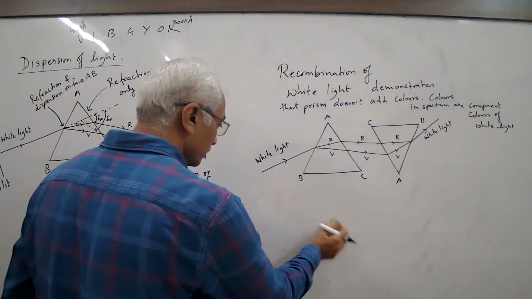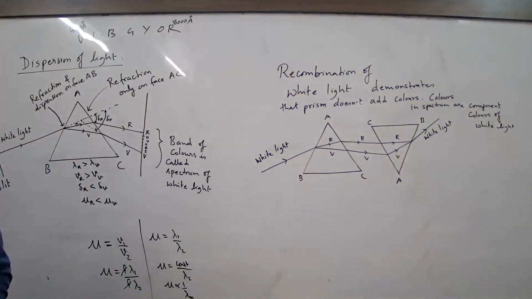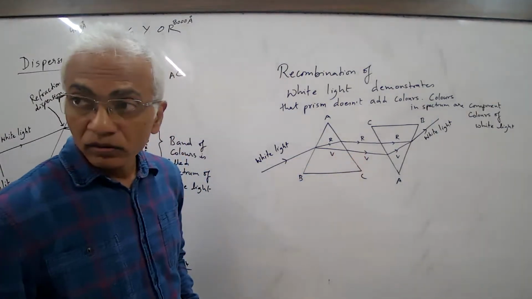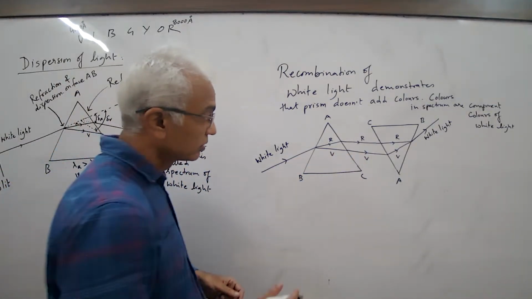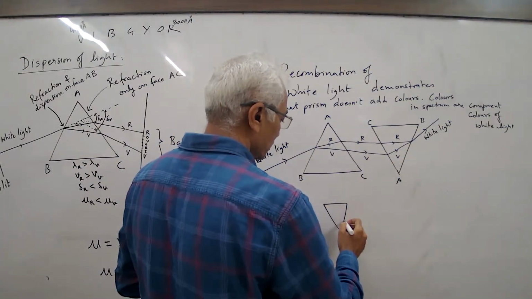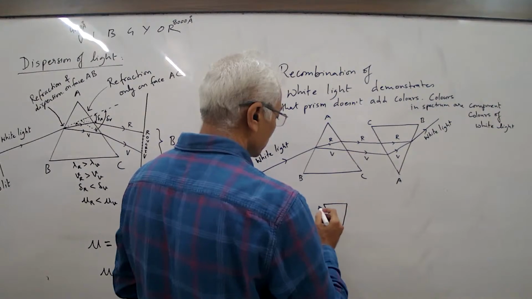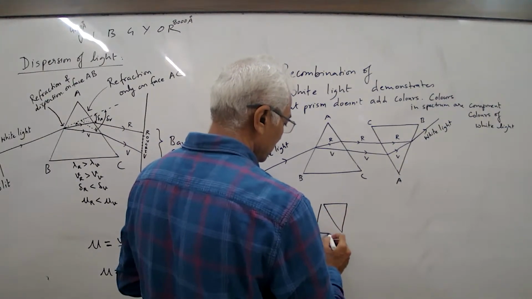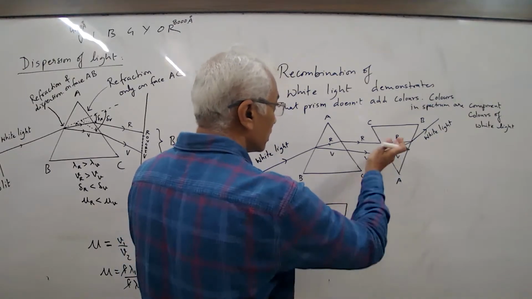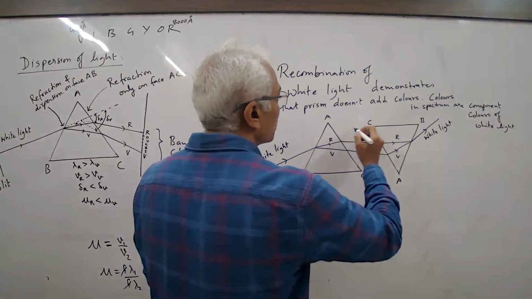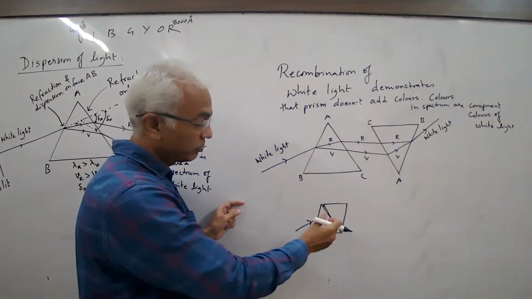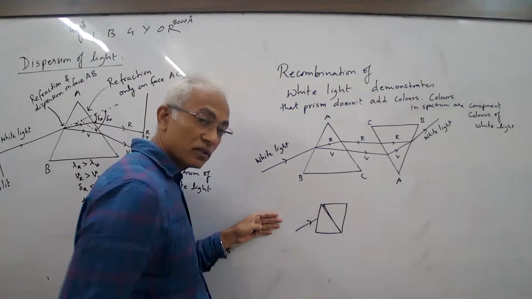Sir, does the splitting of colors also happen in a rectangular glass slab? In a rectangular glass slab, this happens. The splitting happens in between. And when you join these two prisms, what happens? You get a rectangular surface, a parallel surface. So what you'll get is a slightly lateral shift. So these two lights will be parallel. When you remove the gap, it is a rectangular glass slab, two parallel surfaces.